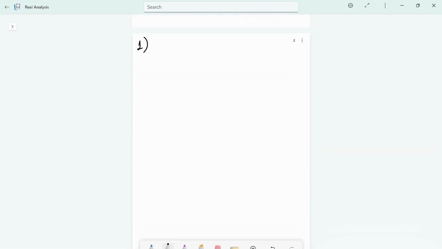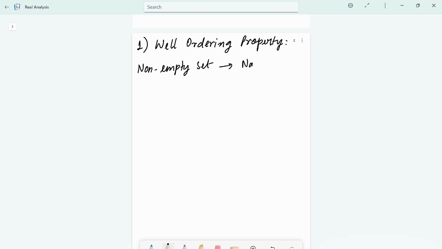Let's start with our first concept, which is the well-ordering property. What is the definition of it? Every non-empty set, let me write it, of natural numbers has a least element. Least means smallest.